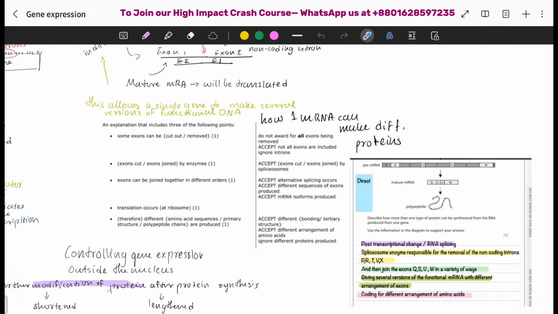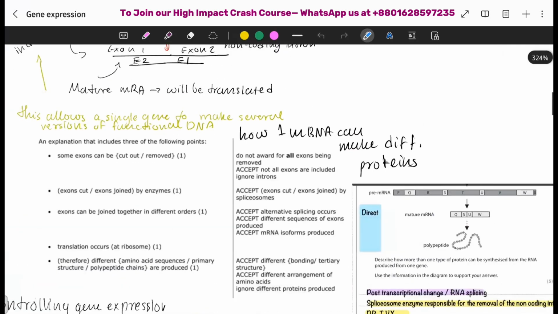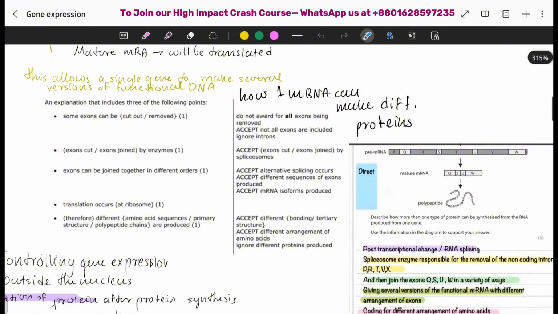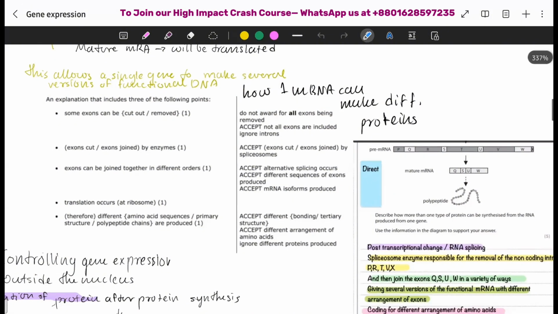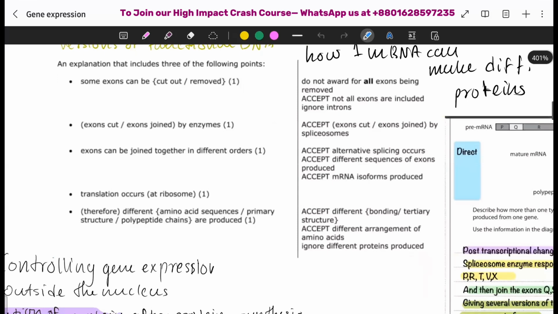So the mRNA will make the different proteins. And translation will occur, yeah. So as the amino acid sequence is different now, we know that's what changes the primary structure. So the primary structure will be changed, and polypeptide chains will be produced.